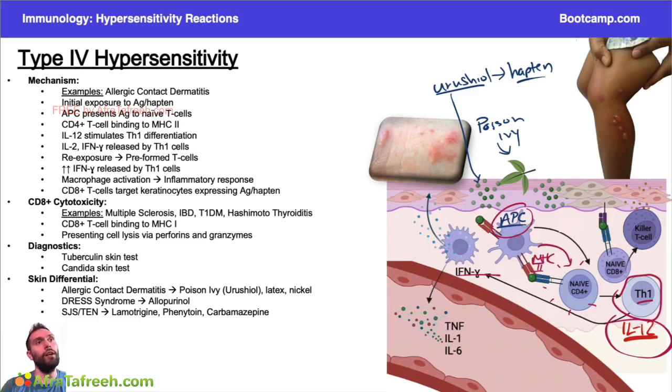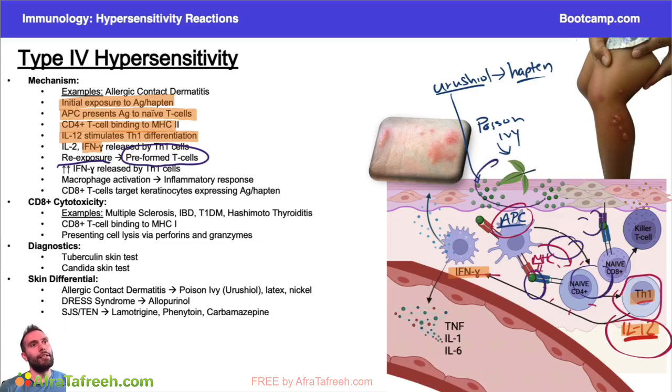The important point though is you have to know, is this the first exposure or re-exposure? This is something that we keep going back to. On initial exposure to this antigen hapten complex, the antigen presenting cell will present to the CD4 positive T cell, binding via MHC2. Interleukin 12 stimulates differentiation to a T helper 1 cell, and that T helper 1 cell will release interferon gamma. That interferon gamma will stimulate macrophages. However, on that initial exposure, this isn't going to tend to be as dramatic as subsequent exposures. The memory response is going to be much greater. So if I'm exposed to this again down the road, I'm going to have preformed T cells that are ready to go in this tissue the next time I get exposed to urushiol.